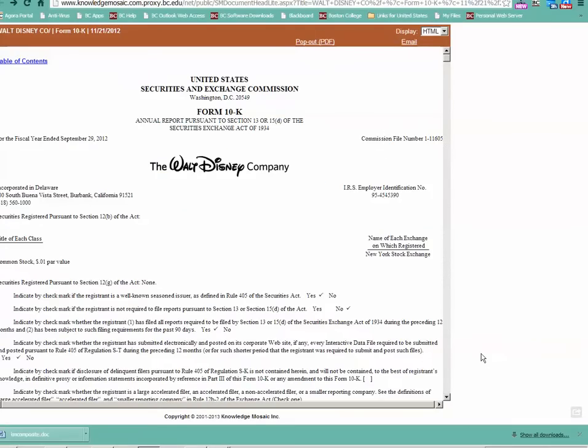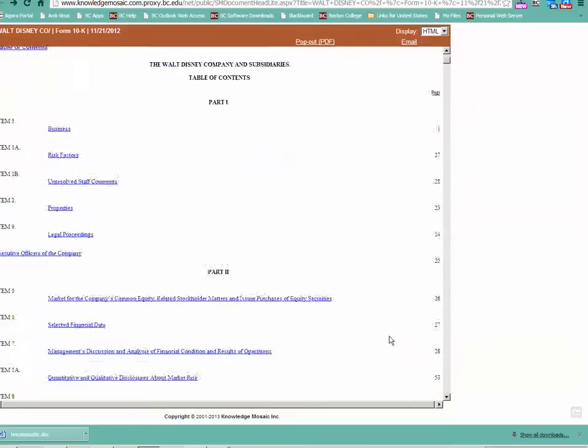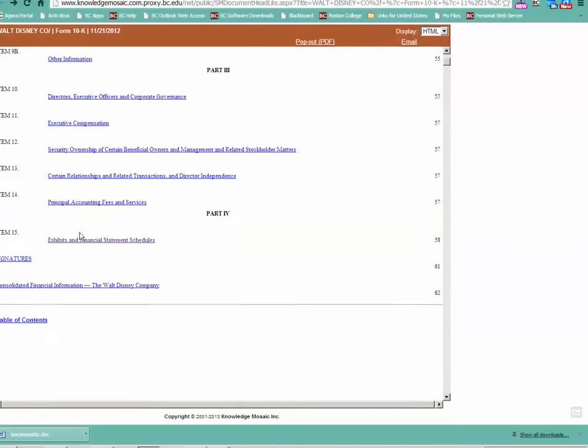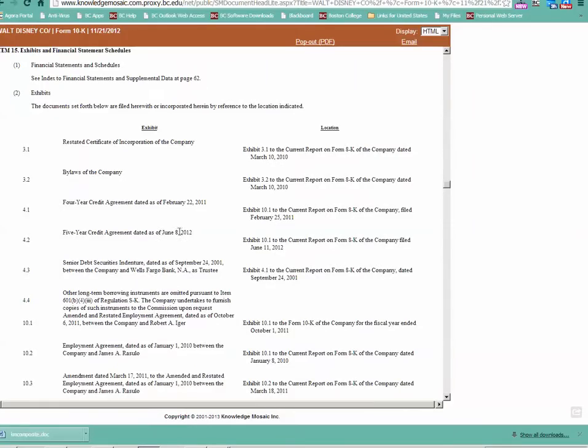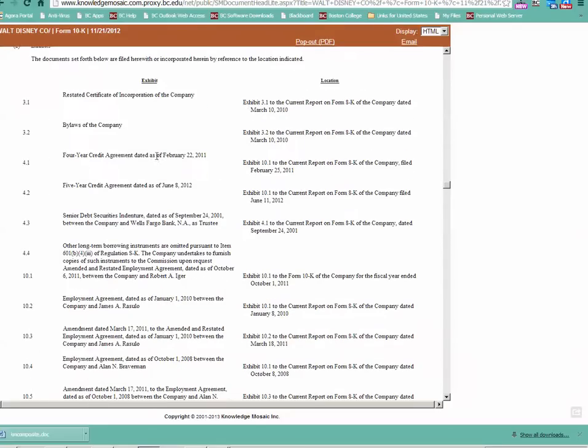So on my PDF at least, the clickable links weren't working, so I switched over to HTML format because I wanted to be able to easily get to the exhibit list. So when it's in the HTML format for the 10K, I can click right on it. And when I scroll down, it tells me all the different exhibits of the company.